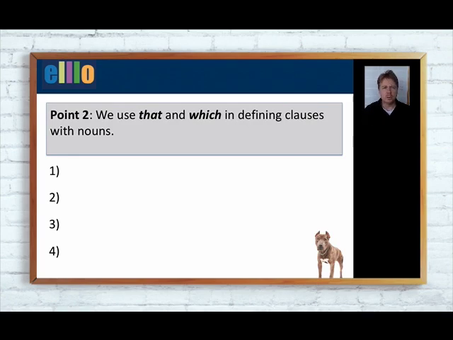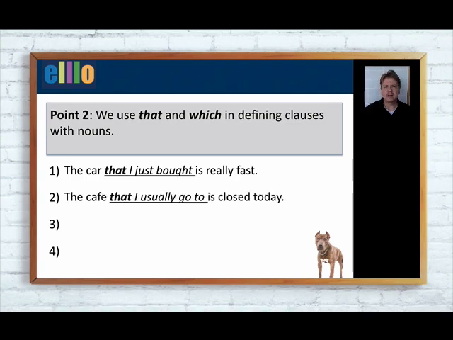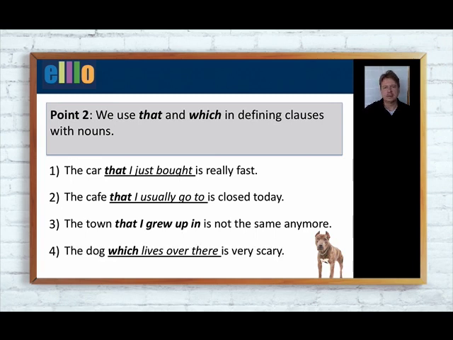Point two, we use that and which in defining clauses with nouns. So for example, the car that I just bought is really fast. The cafe that I usually go to is closed today. The town that I grew up in is not the same anymore. The dog, which lives over there, is very scary. Now, usually in spoken English, we use that and not which. That is by far the more common word we use in defining clauses with nouns.